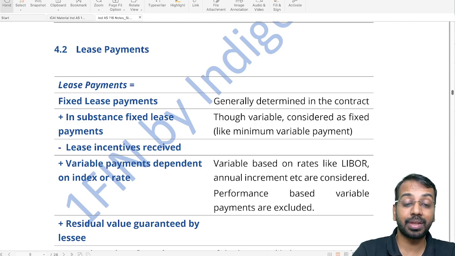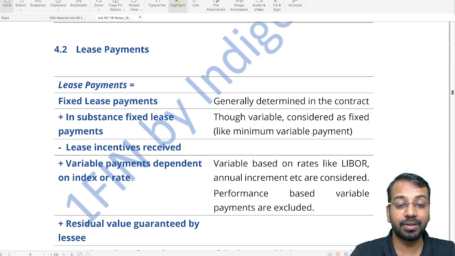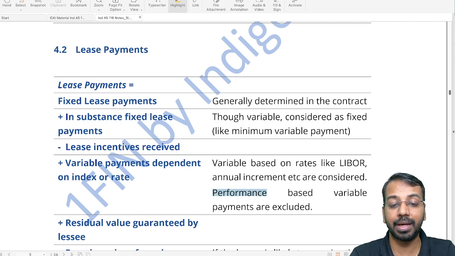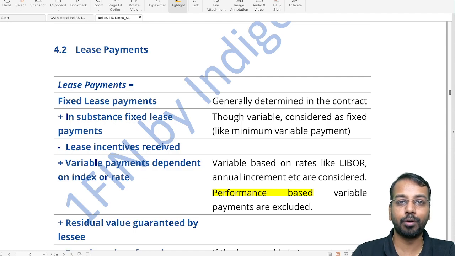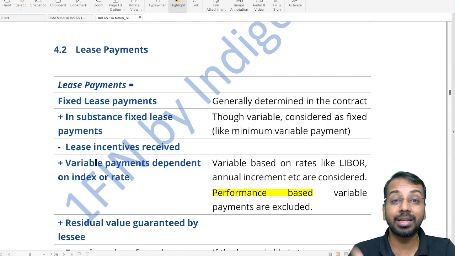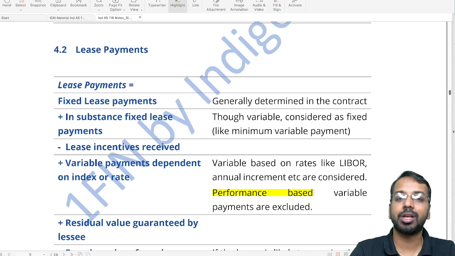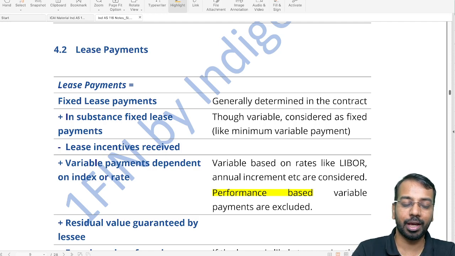But this is very important for us to understand: if it is performance based, and performance could be based on sales, output, or production, then the variable payments would not be included. So, very important: if variable payments are based on LIBOR or an index, that is included. If it is based on performance, production and all of that, that is not included.